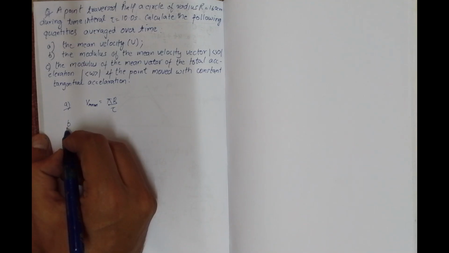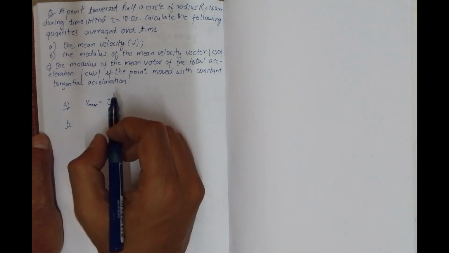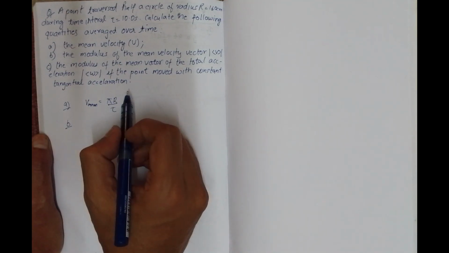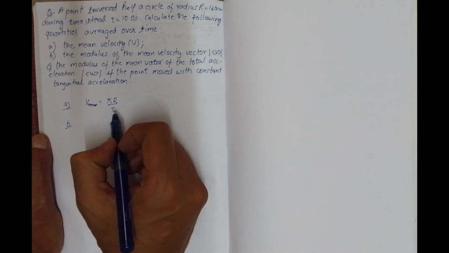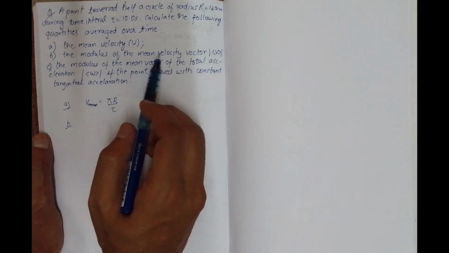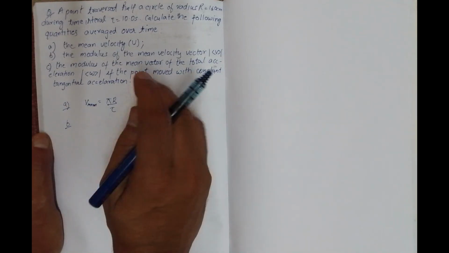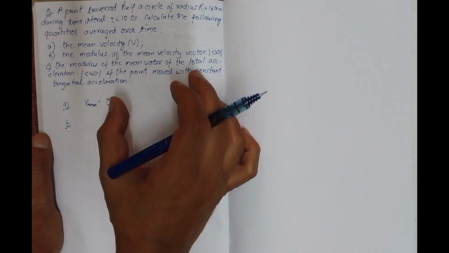Now the second part, because this calculation is pretty straightforward. It's pretty straightforward, right? The total distance divided by the total time taken. Part B, the modulus of the mean velocity vector. Now what does this mean? What is the meaning of mean velocity vector?